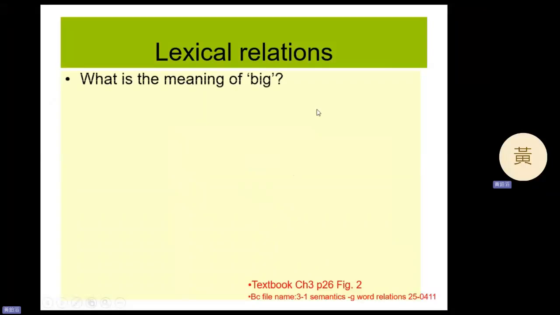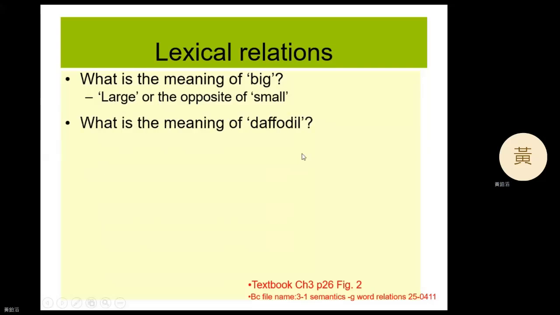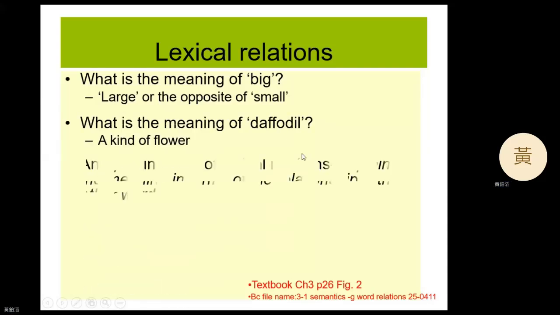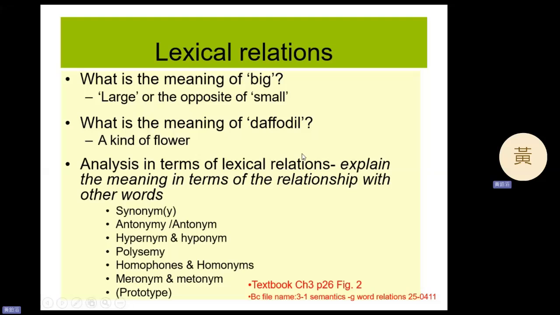So for lexical relationship, it shows the relationship among the words. So there are several types. I believe you have known most of them, like synonym, antonym, hypernym. The third one is the one that you have to look for example. And also there's another one I will tell you.